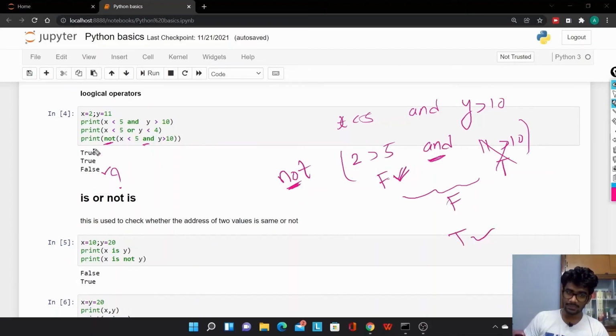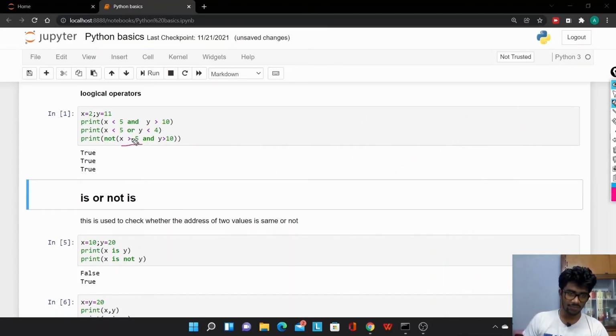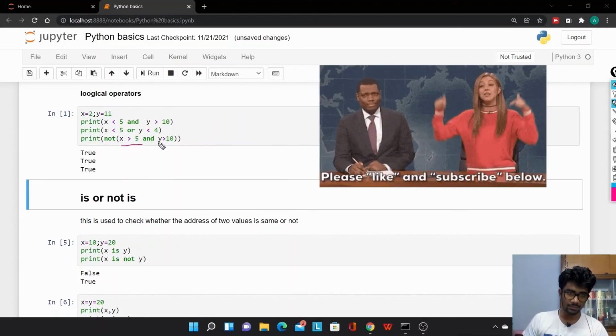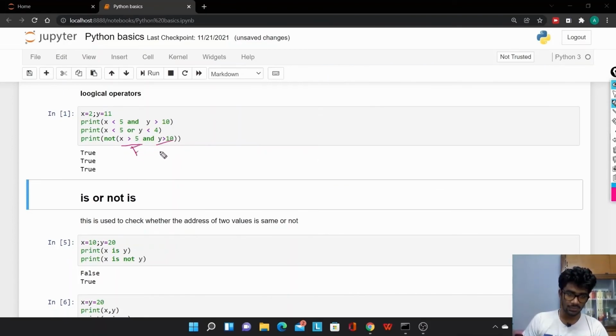Let me show you this example in the code part instead of writing it. So here we can see that I just have swapped the less than with the greater than. That's the reason this part is becoming false. And even though this part is true, we don't check it because of the AND operator. And finally, when you apply NOT on false, the output would be true. So this is how the NOT operator works.